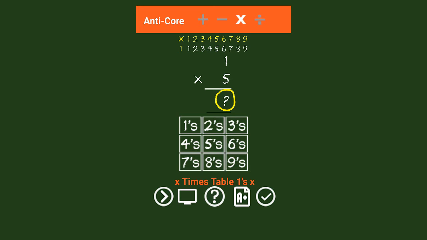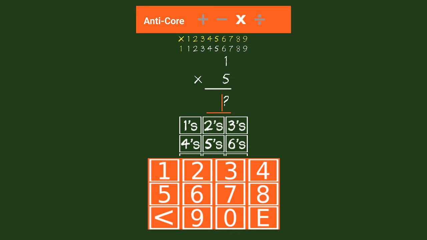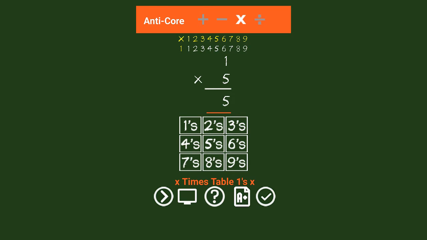Touch the question mark and the keyboard will pop up. Touch the 5 key to enter the answer. Touch the Enter key and the keyboard will disappear. And when you're ready, touch the Check key. The app will let you know if you got the answer right, and if not, give you the correct answer. Touch the Next key for the next problem.